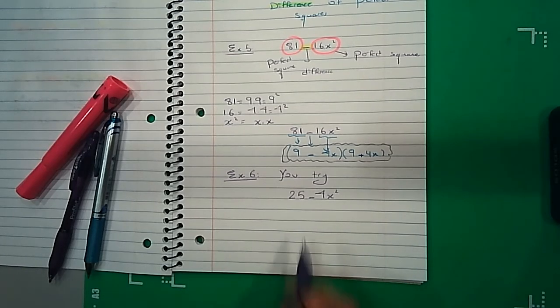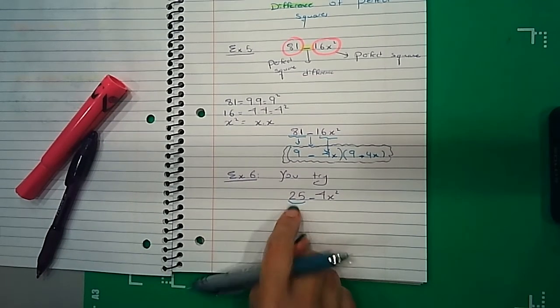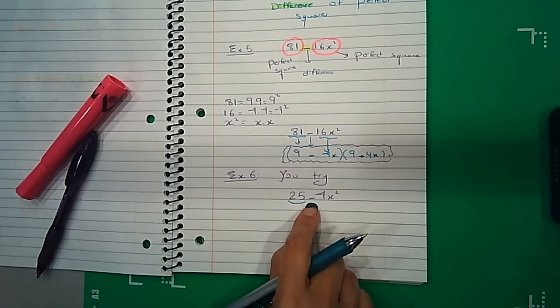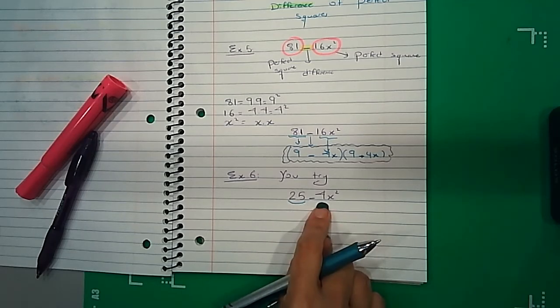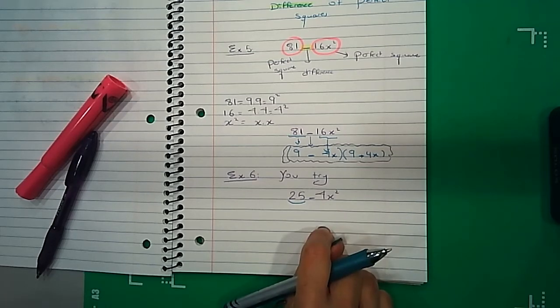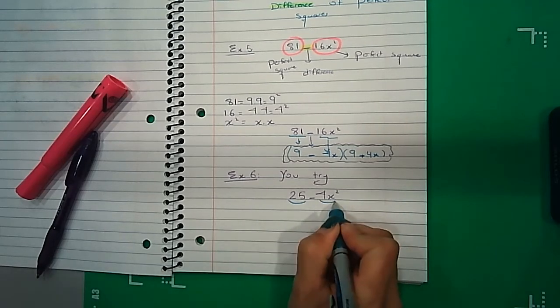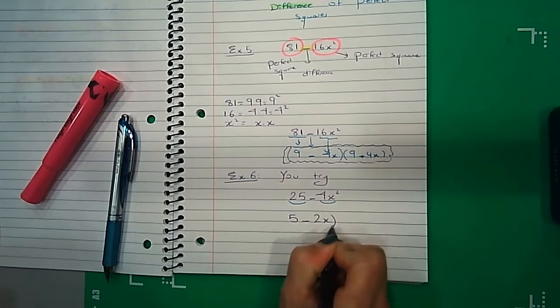So again, I'm going to think, do I have a perfect square here? Are there two same numbers I'm going to multiply that would give me 25? Yes, which is 5. Is there a difference in here? Yes, it's minus. Does it work if I have a plus here? No, it will not. So do I have a perfect square in here? Yes, I got 4, which is 2 times 2, and I got x squared, which is x times x. So my answer is going to be 5 minus 2x.